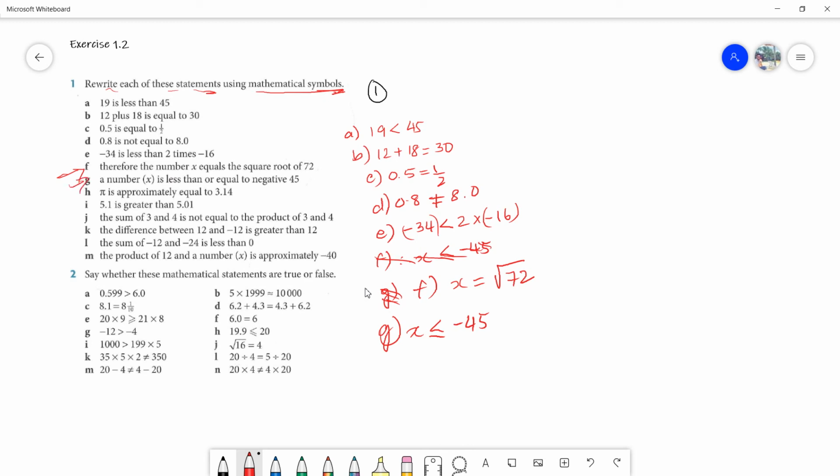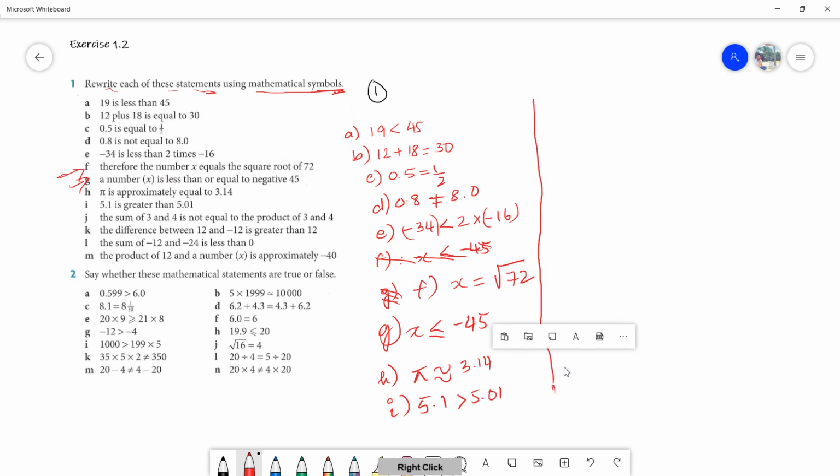H is pi is approximately equal to 3.14. Pi is approximately equal to 3.14. Okay. I. 5.1 is greater than 5.01. Okay. And then we have J. The sum of 3 and 4 is not equal to the product of 3 and 4.